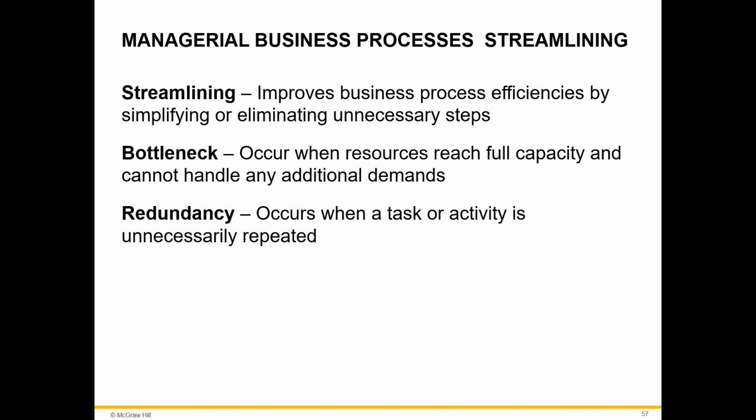Streamlining improves business process efficiency by simplifying or eliminating unnecessary steps. Bottleneck occurs when resources reach full capacity and cannot handle any additional demands. For example, a computer working with its maximum capacity is not able to handle any further tasks and therefore will become a bottleneck for a process. Streamlining removes such bottlenecks. Redundancy occurs when a task or activity is unnecessarily repeated.